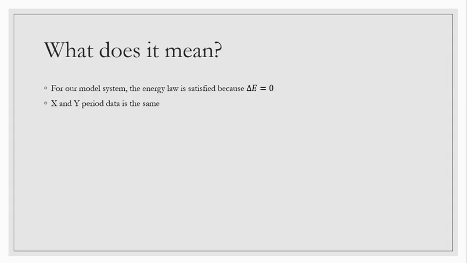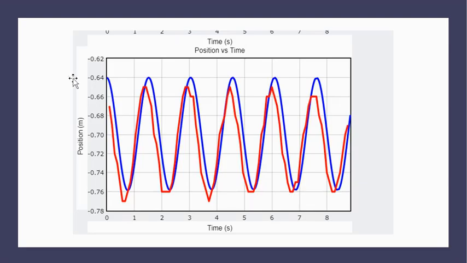So what does that mean? For our model system, the energy law is satisfied, like I said, because delta E is 0, and we can see the period data has been regulated. So this also came from the GlowScript code.